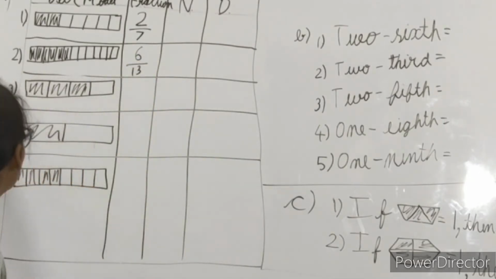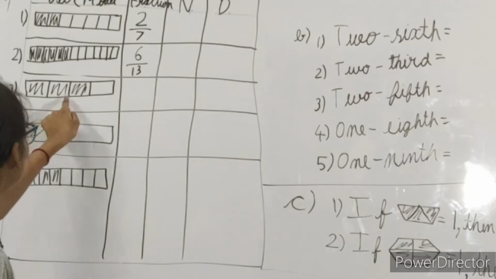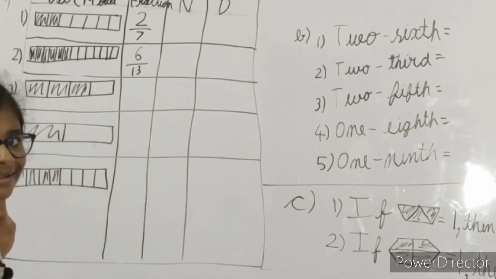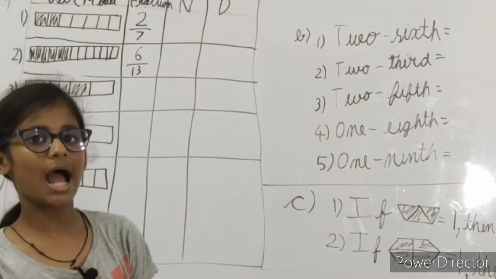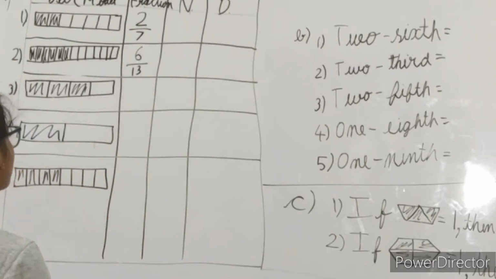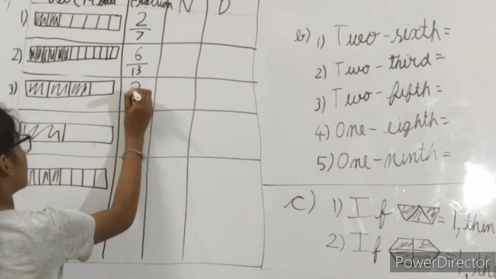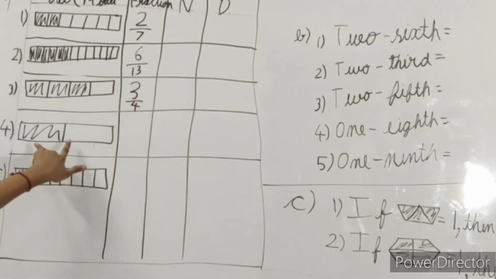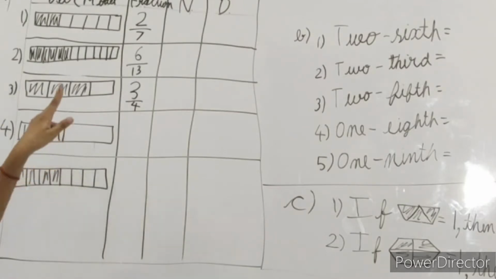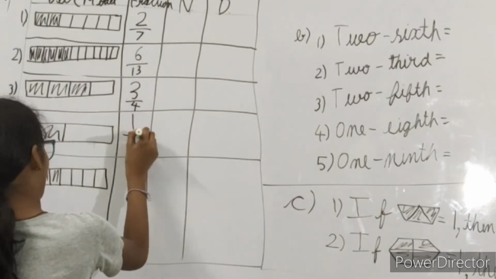Okay, in the third one you see 1, 2, 3, 4. 4 parts are there and 3 are shaded. So 3 out of 4 are shaded and 3 out of 4 is 3 upon 4. Okay, now here are only 2 parts and 1 is shaded. So 1 out of 2 is shaded, so 1 upon 2.